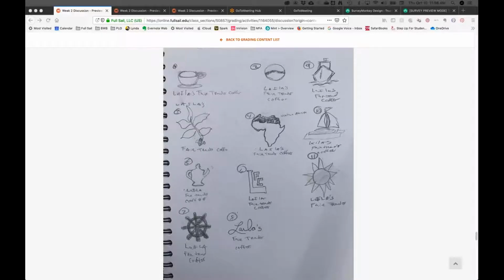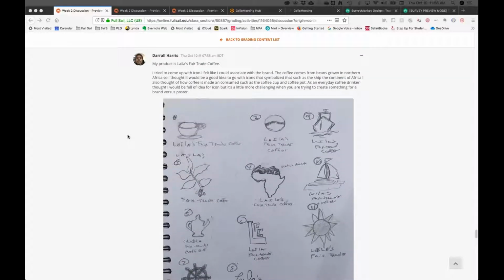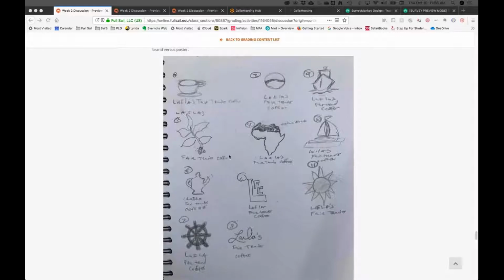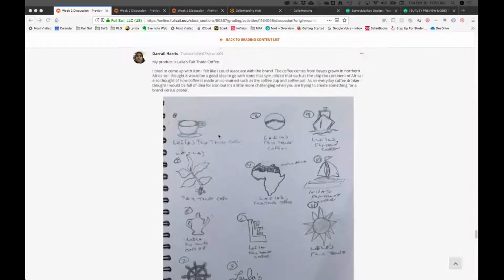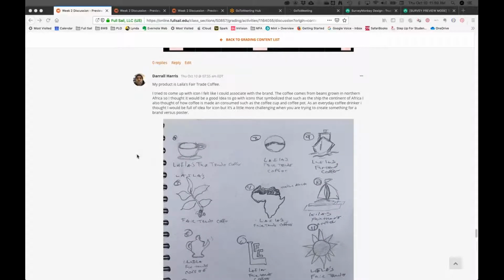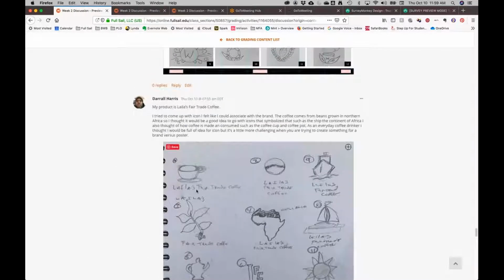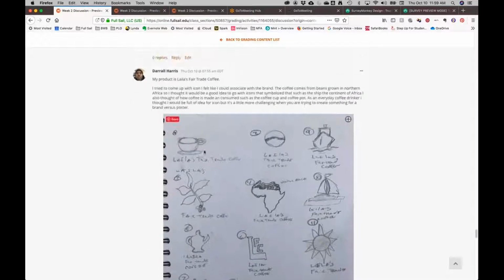Hi guys, this is the week 2 discussion for color theory, and we've got quite a few people here. All right, so Daryl, you're doing Layla's Fair Trade coffee, and you've got some sketches scanned in here. Now, I'm hoping for the assignment you didn't have to scan these and put them into the template. You're aware of that, right? Yes. All right. So just taking a look at what you got.